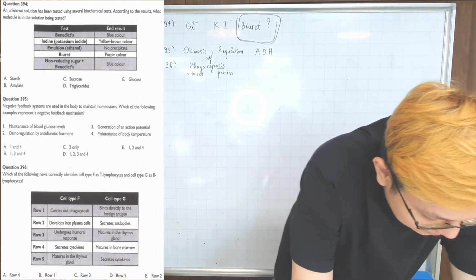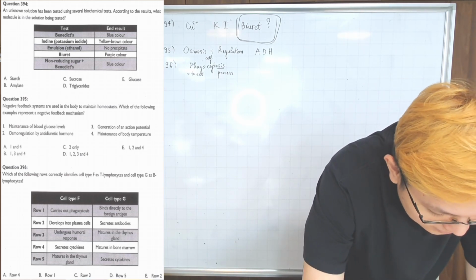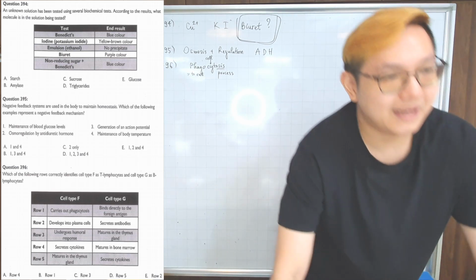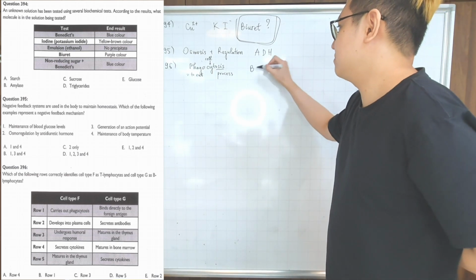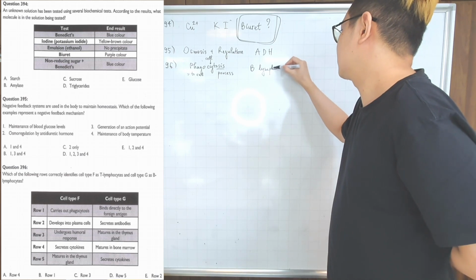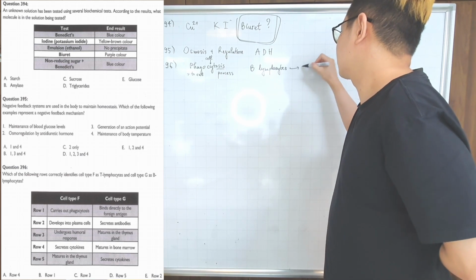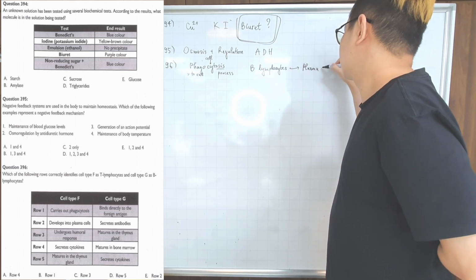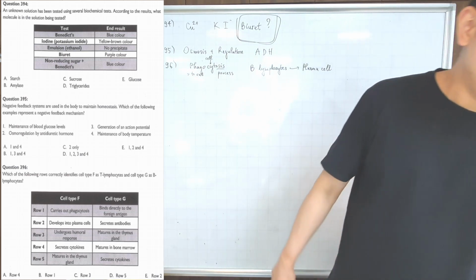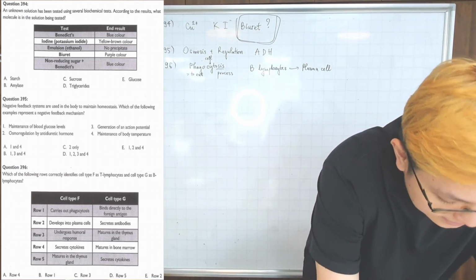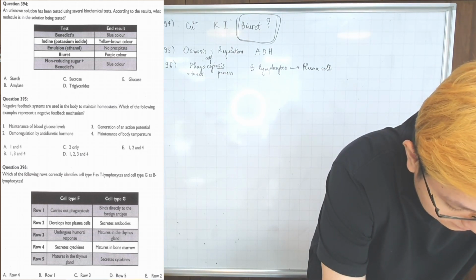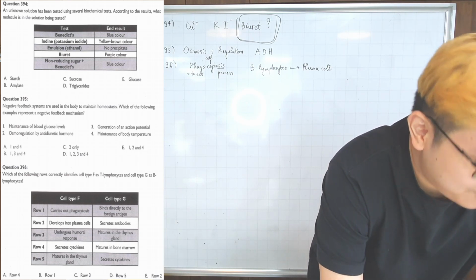Round 2. T lymphocyte, does it develop into plasma cells? Plasma cells are actually made from B lymphocytes, you know. Plasma cells are made from B, not from T. So B cells will develop into plasma cells. So round 2 is incorrect, right?